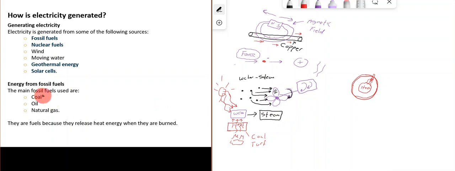But the problem is that these fossil fuels like coal, oil, and natural gas have taken millions of years to be generated in the earth, and that process takes a long time. As a result, these fossil fuels are limited and they're going to run out eventually.